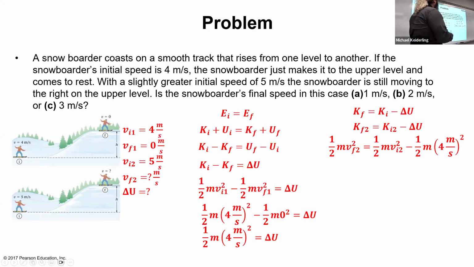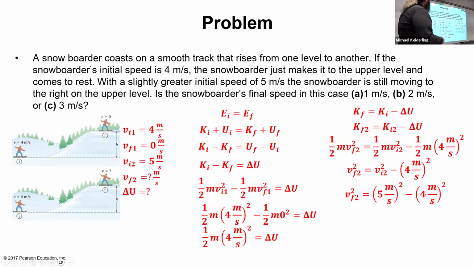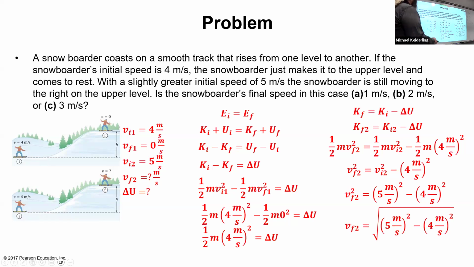Well, now we can plug in the numbers we know. We know what V initial is, and we can divide everything by 1/2 mass. We get V final squared equals V initial squared minus 4 meters per second squared. V initial squared is 5 meters per second squared, so V final squared equals 5 meters per second squared minus 4 meters per second squared. We take the square root of that, we get V final, and that is 3 meters per second.